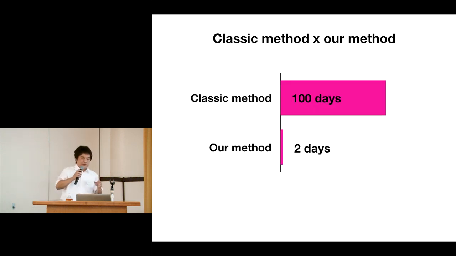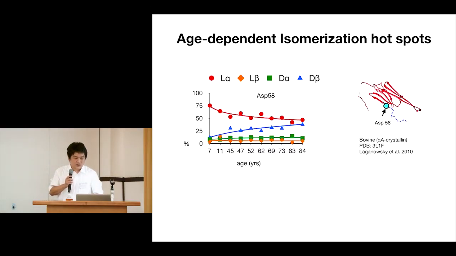The merit of our method is that it is very fast. In this assay, we can do everything in only two days. But if we choose a classic method, like the one used for fossils, we needed 100 days. So with our method, we can use the whole eyeball and get a lot of data to compare each age.